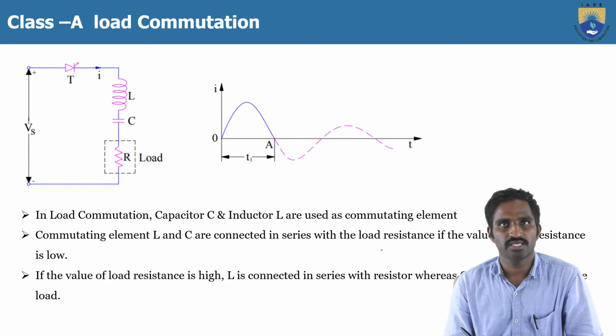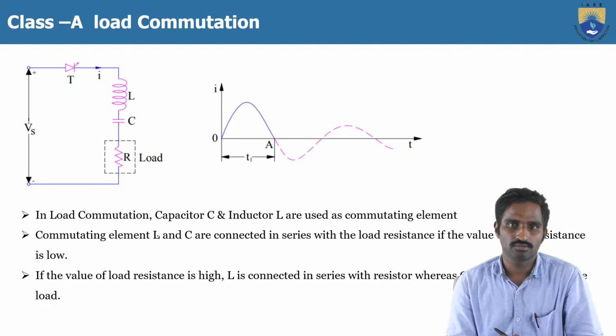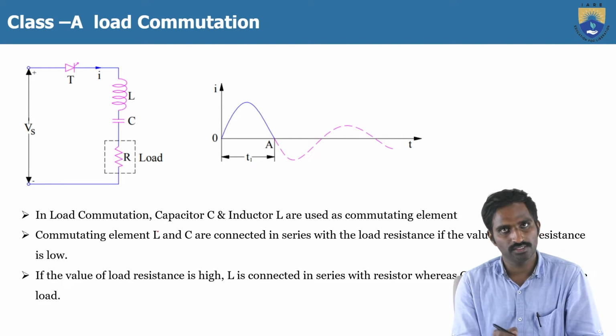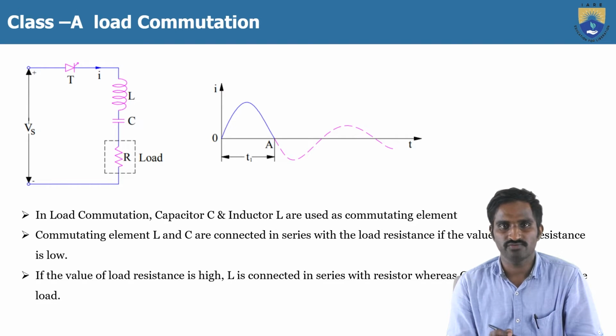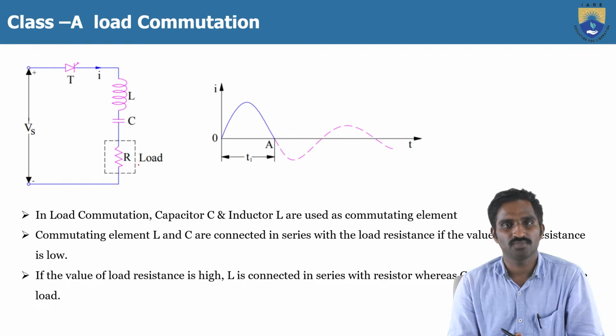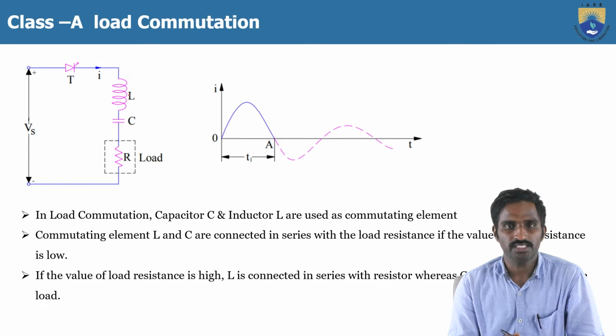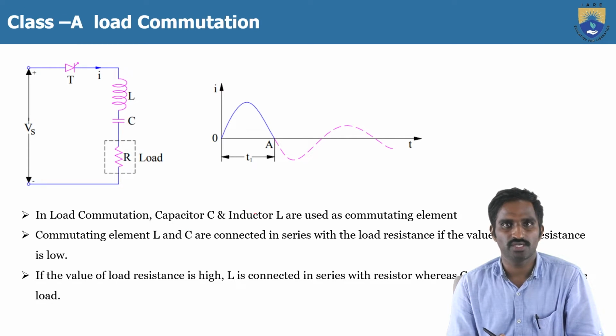The first one is class A commutation. This is also called load commutation, because of the nature of the load, the thyristor gets turned off. That's why it is a load commutation. Here, let me consider R as the load, but in addition to R, we are adding L and C elements, the inductor and capacitor, in series with the R load. So the capacitor and inductor are used as commutating elements.